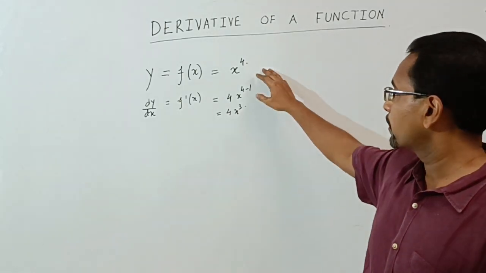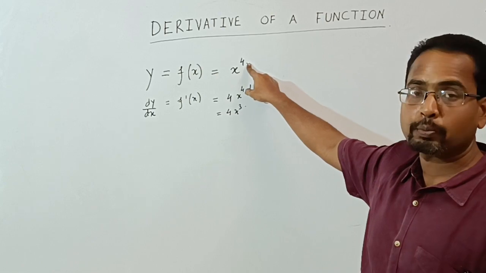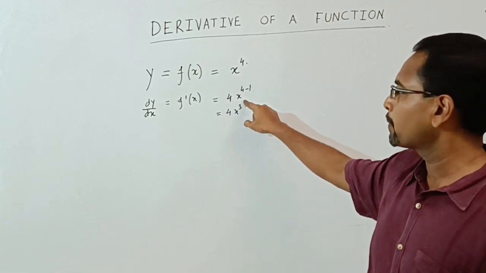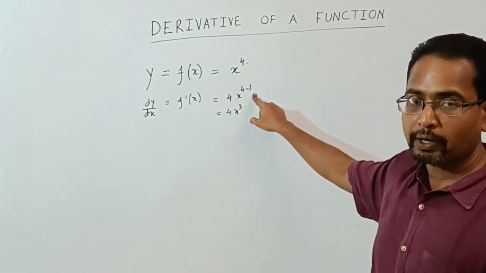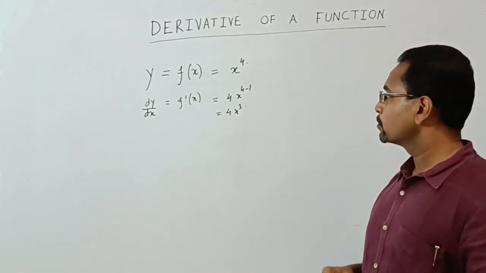So the differentiation of x to the power of 4 comes as, how did we do it? The power of x comes first, and the power of x gets reduced by 1 unit, so that comes 4x cube. Let's do a few more examples.